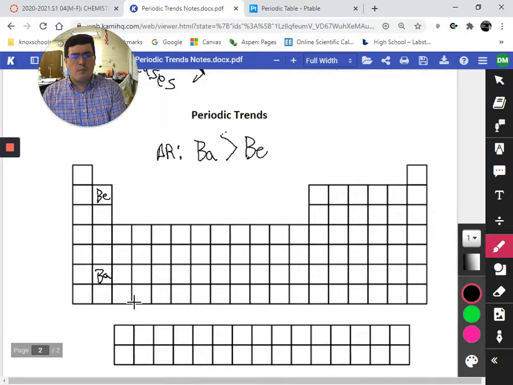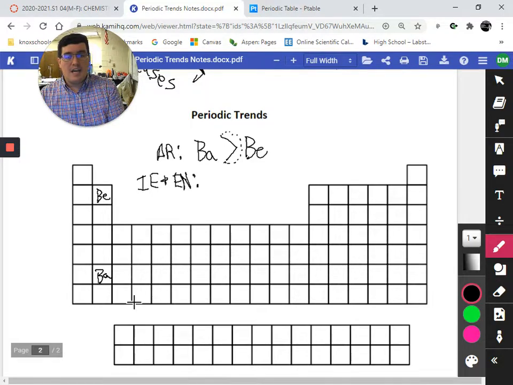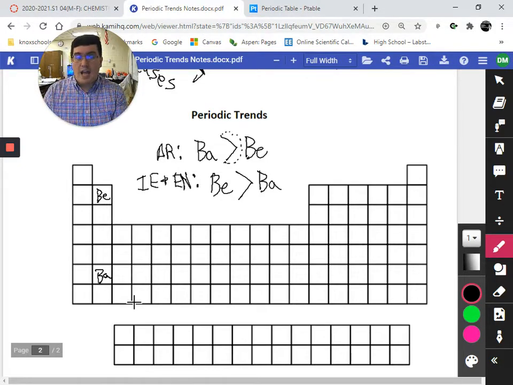I always love to remember my 6th grade teacher taught us, this looks like Pac-Man. He always eats the bigger one, right? So barium greater than beryllium. But then you remember for both ionization energy and electronegativity, because it's backwards, right? If atomic radius increases going down, ionization energy and electronegativity both decrease going down. So now instead we'll have beryllium is bigger than barium. It has higher ionization energy. It also has a higher electronegativity.